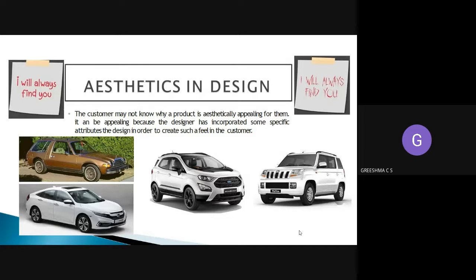Okay, so you can see from this example, from the Nano car to the most luxurious Chevrolet cars. Okay, so that shows you the aesthetic. Aesthetic or style and appearance, that is basically aesthetics.